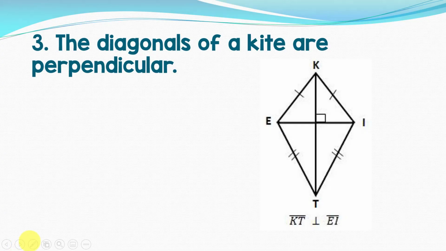Third property is that the diagonals of a kite are perpendicular. So we see this also in a rhombus. You can kind of think of this as a stretched out rhombus. We've got 4 perpendicular angles there, or 4 right angles made by those 2 perpendicular lines. And that gives us then 4 right triangles.